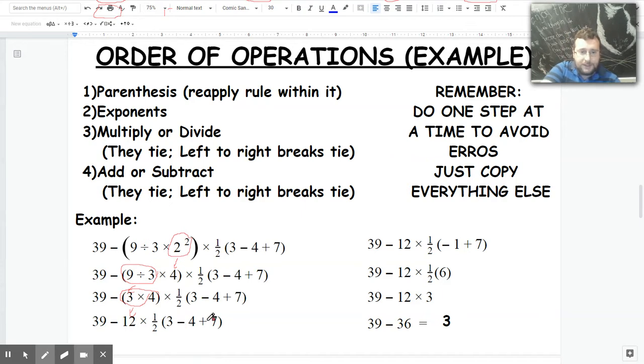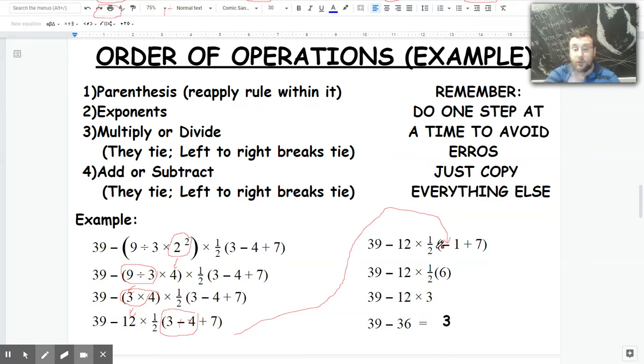And within that, I might be tempted to do 4 plus 7, but it's not adding and then subtracting. It's add or subtract. You break the tie from left to right. So I'm actually going to do this first right here, the 3 minus 4. Slash change, and then you'll get 3 plus negative 4, which is negative 1. I continue the problem over here, and you can see how I changed that to negative 1 right there.